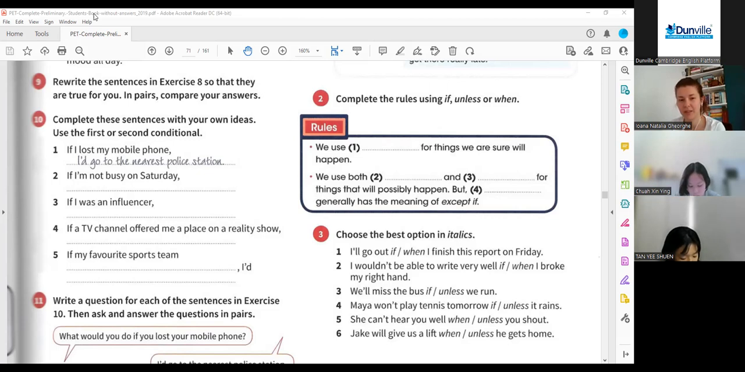If my favorite sports team have participated in this competition, I would support them. Excellent. Participated, ed, yeah, past tense. If my favorite sports teams participated in this competition, I'd support them. What about you, Singing? If my favorite sports team won, I'd be very happy. Excellent. Very good. Very good work, girls.